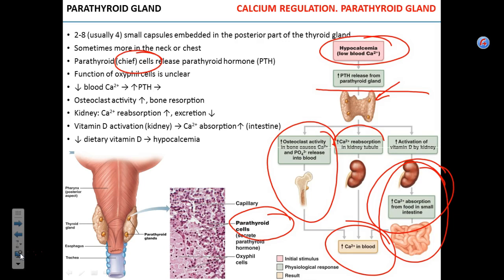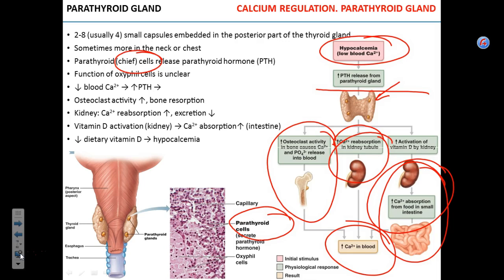Speaking of excretion, how do you excrete ions? Kidneys. Okay, that's your main site of ion excretion. So parathyroid hormone reduces excretion of calcium. This picture says calcium reabsorption. Pretty much you filter calcium out of the blood and then you take it back. The more you take it back, the higher calcium levels in the blood are going to be. Okay? Does that make sense?